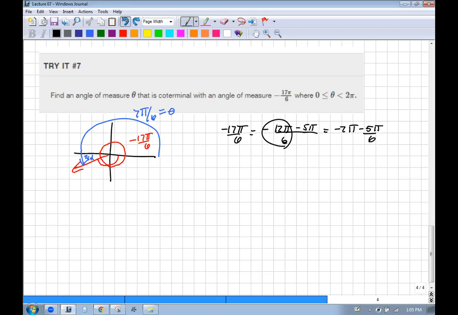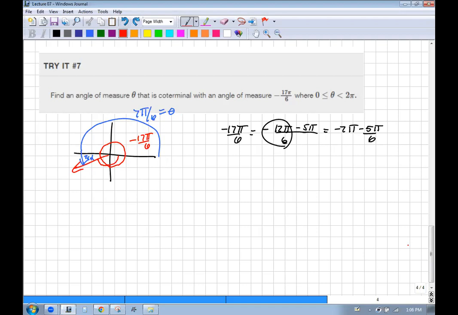When I think about 5 pi over 6, I'm really thinking pi over 6 short of 6 pi over 6, right? That's why there's a pi over 6 there. Okay, that's how I would think about it. So our theta here is going to be 7 pi over 6. 6 pi over 6 and another pi over 6, which is 7 pi over 6.